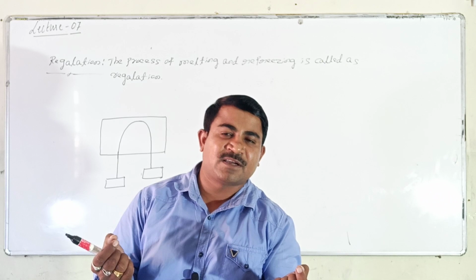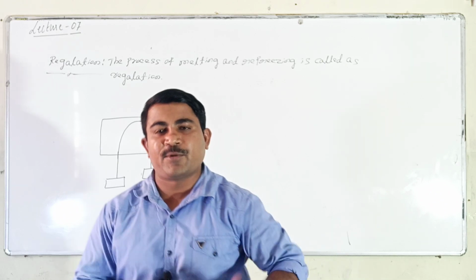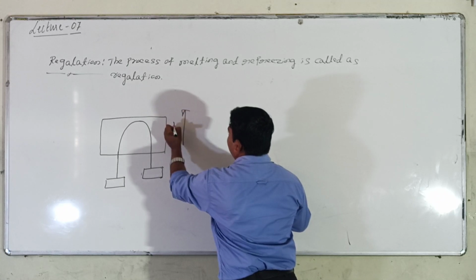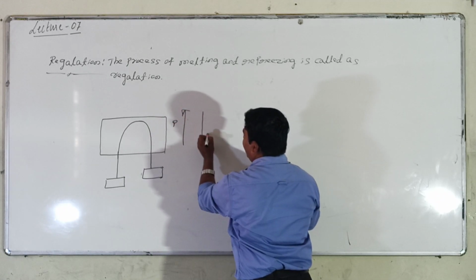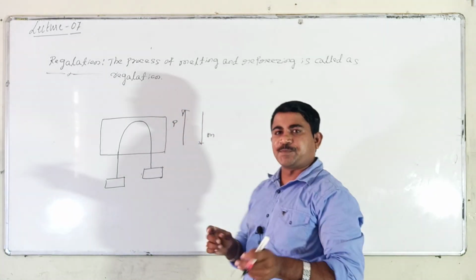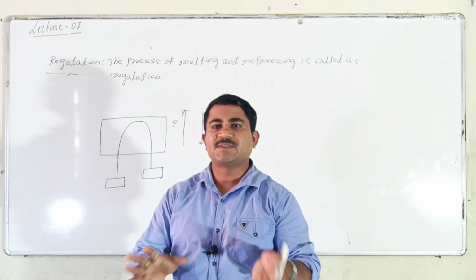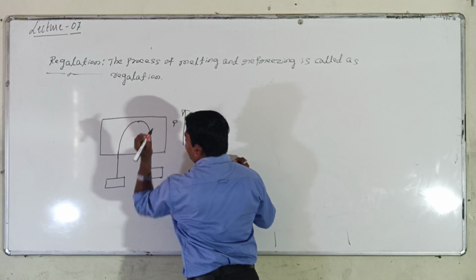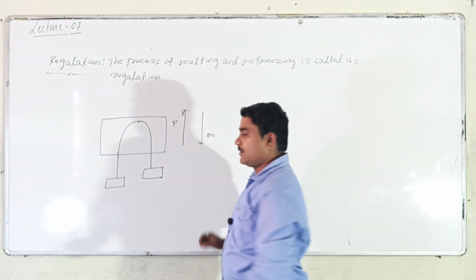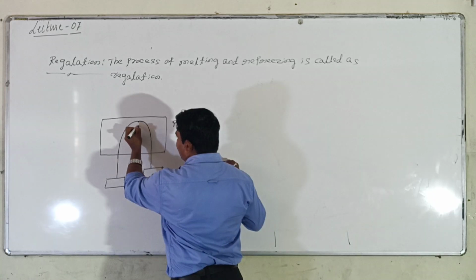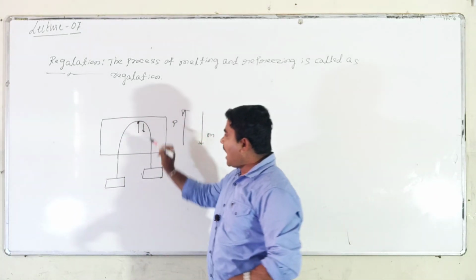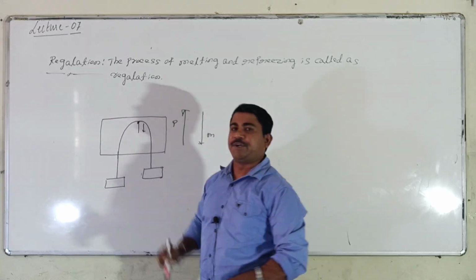If pressure increases, what about melting point? Melting point decreases. If the pressure increases, what about melting point? Melting point decreases. This phenomenon works here. See here, exactly at this point, due to the wire, the pressure increases. At this point, the pressure increases. Then what about melting point? Melting point decreases. The ice is converted into water at this point.